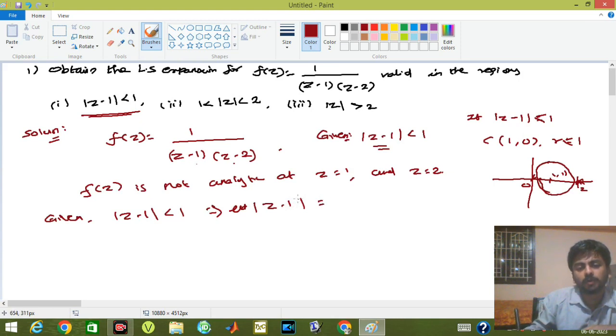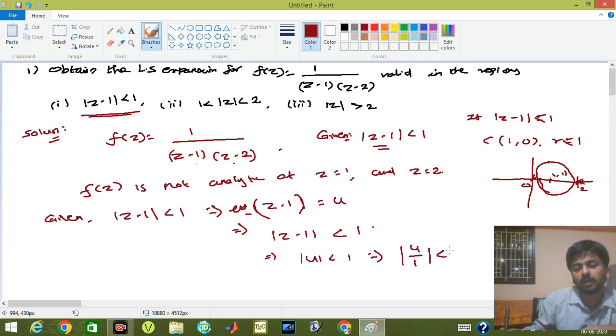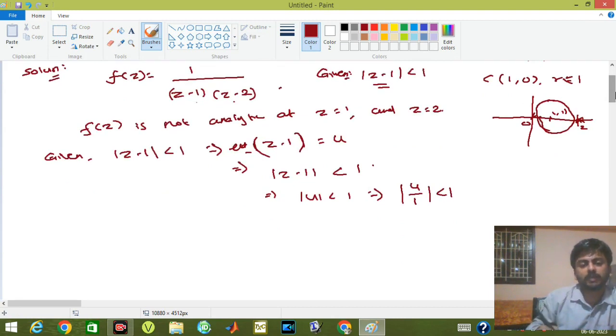We consider z minus 1 equal to u. It will imply modulus of z minus 1 less than 1 implies modulus of u less than 1, that implies modulus of u by 1 less than 1. Now we shall consider the given function. What is our function? f of z equal to 1 by z minus 1 into z minus 2.